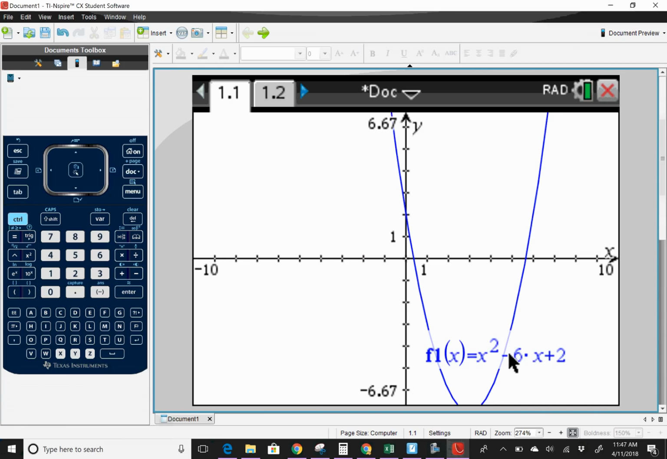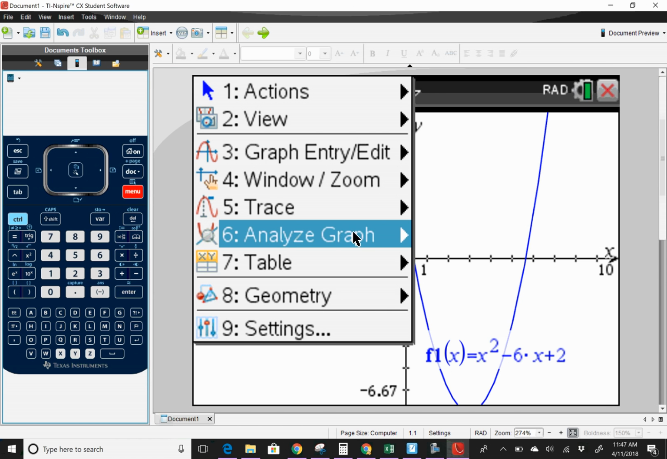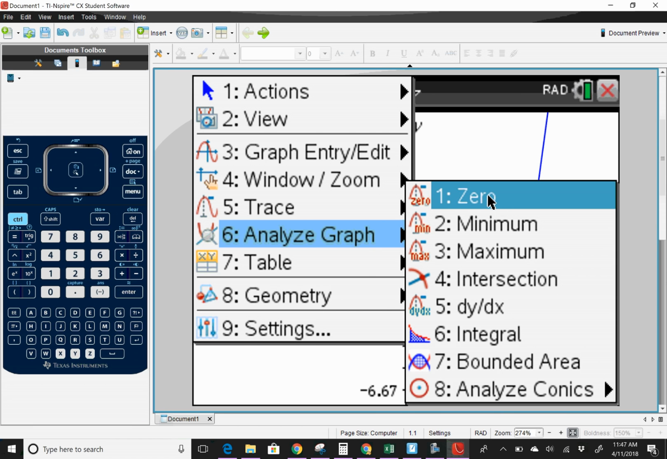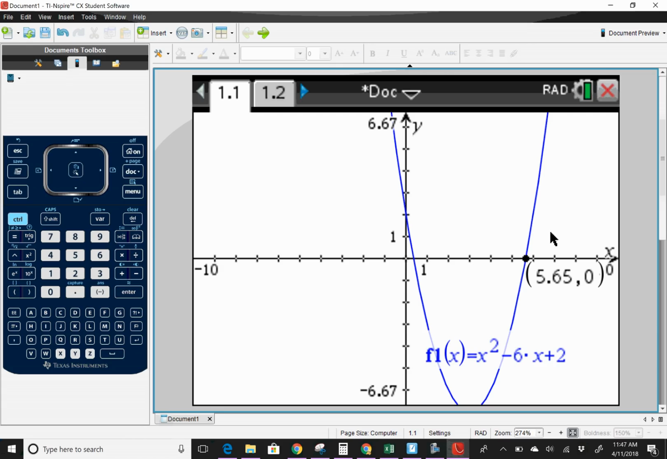Okay, so what you actually want to do, if we have not talked about it, is hit menu, analyze graph. You're looking for zeros, and you're going to slide using your little touchpad. There's one of them, 5.65, and I'm fine. It says thousandths. We'll go to the hundredths. We could change that, but it's not worth it right now.